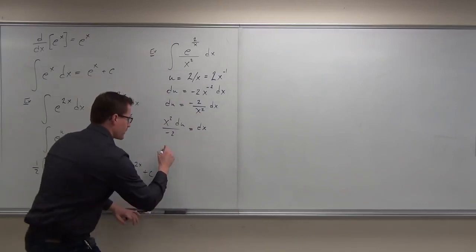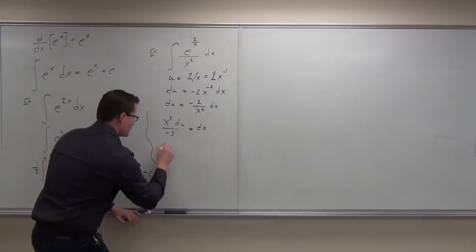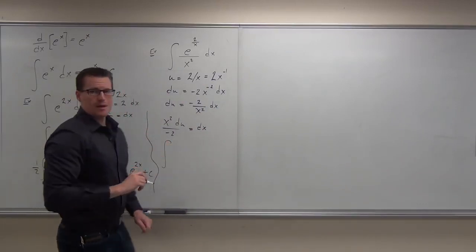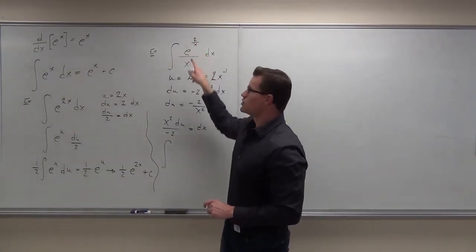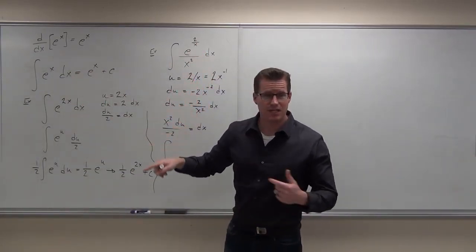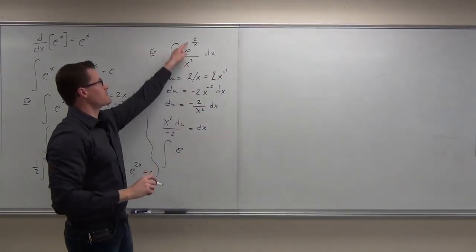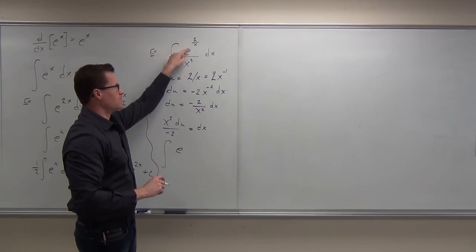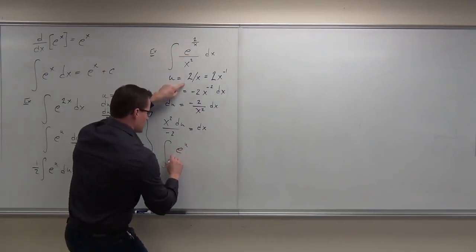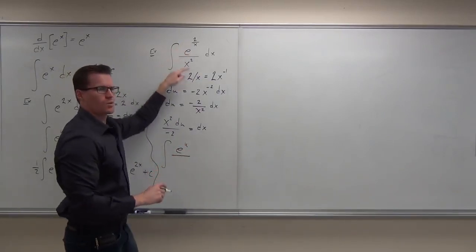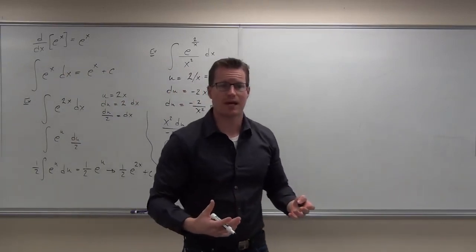Let's see if that works. I know we're still going to have an integral. Am I still going to have e to the 2 over x? No. Am I still going to have e? Yes. Absolutely. I haven't substituted for that, so I have an e. What does the 2 over x change to? U. That's our u. Is it still going to be over x squared? Well, that depends on how you do your integral.